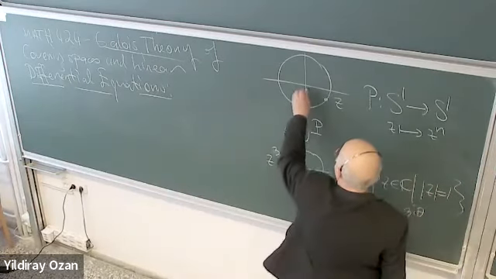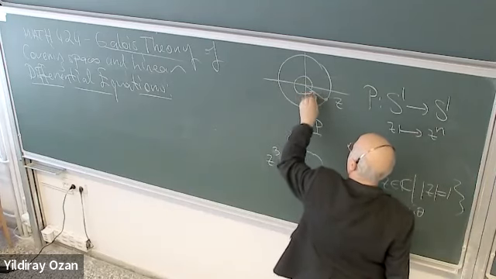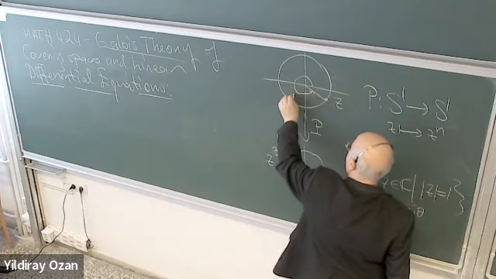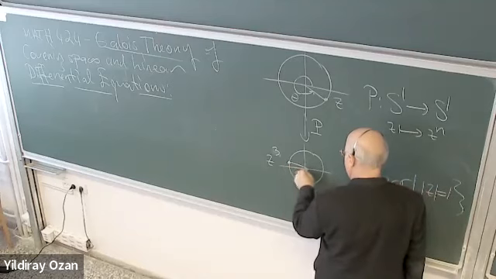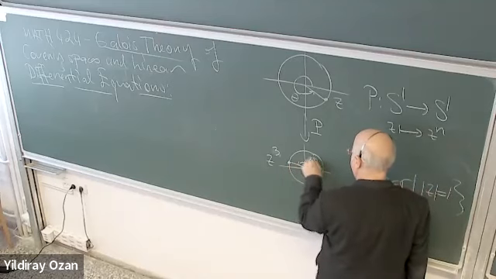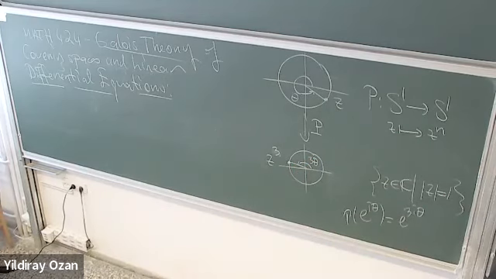So if this is, let's say, no, I measure from here. If this is theta, then this is 3 theta. Of course, modulo 2 pi, okay? Because if you add 2 pi, you are at the same place.